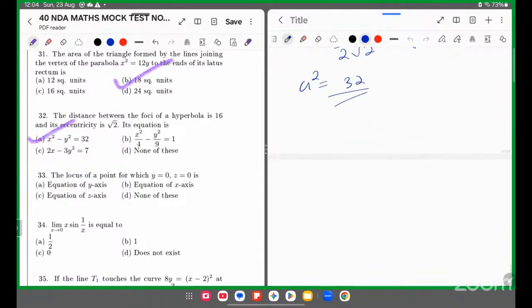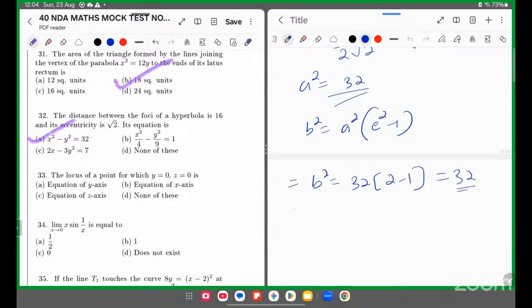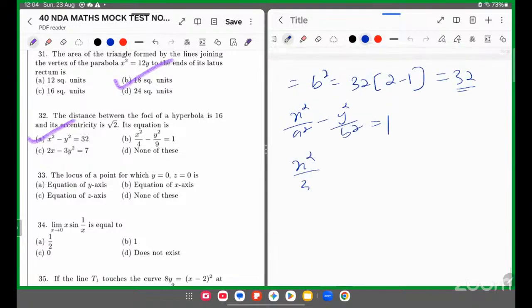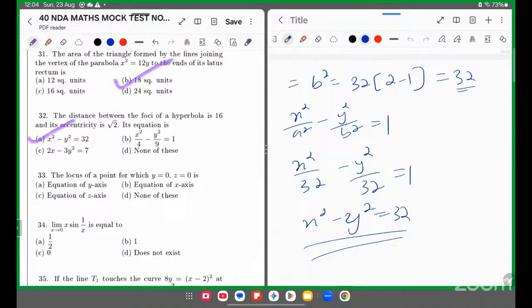Then what is the next equation? b square is equal to a square into e square minus 1. That means b square is equal to a square, which is 32, into e square, which is 2, minus 1, becomes 32. So x square upon a square minus y square upon b square equal to 1. So we can write x square upon 32 minus y square upon 32 equal to 1. Therefore, x square minus y square is equal to 32, option A.